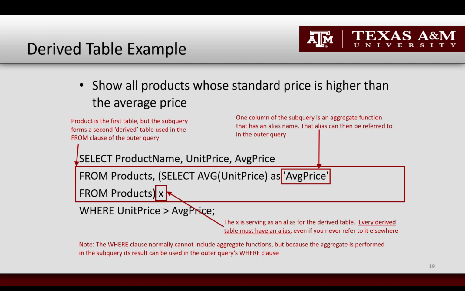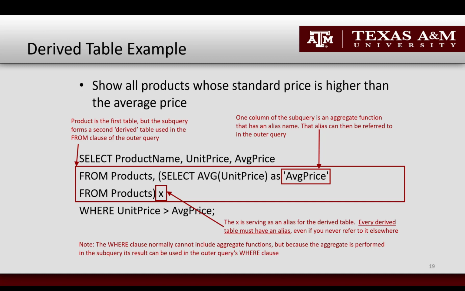This one is going to show us all products that have a standard price that is higher than the average price. So first we run an outer query where we're going to select our product name and our unit price and our average price. In the inner query, we're going to select the AVG or average of our unit price and give it an alias, AVG price. And that makes that calculation available to the outer query.